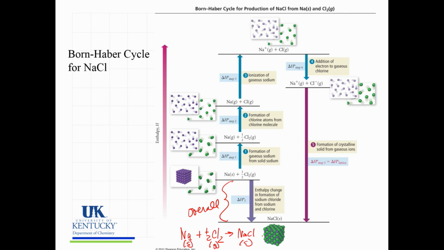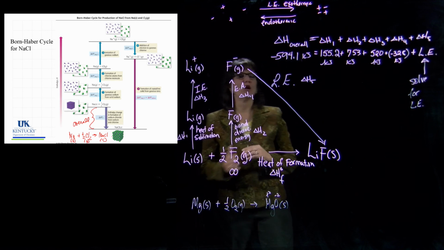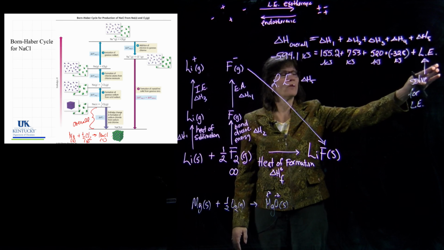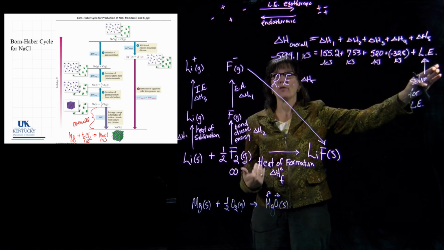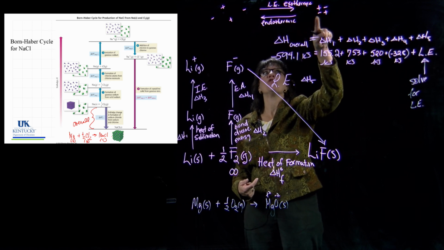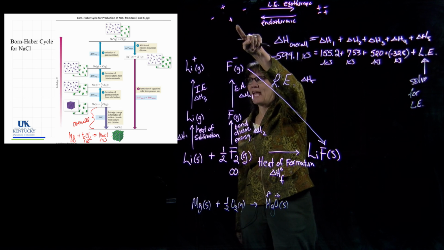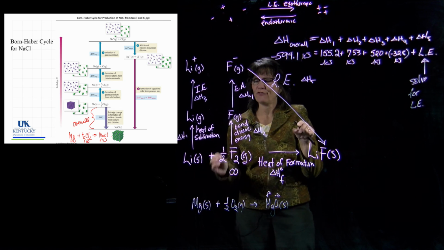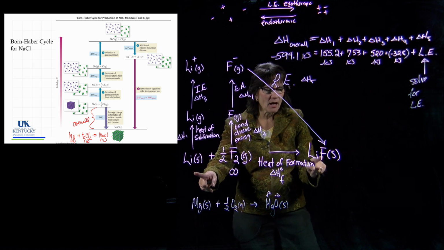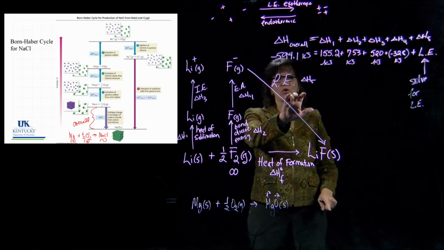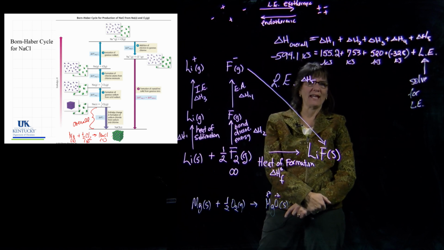All right, so that is the Born-Haber cycle. Its goal is to determine what the lattice energy is. We know the definition of lattice energy, the energy released when you form an ionic compound from ions in the gas state. And we use this idea of thinking about an ionic compound formation as a series of these individual steps in order to calculate the value of lattice energy.